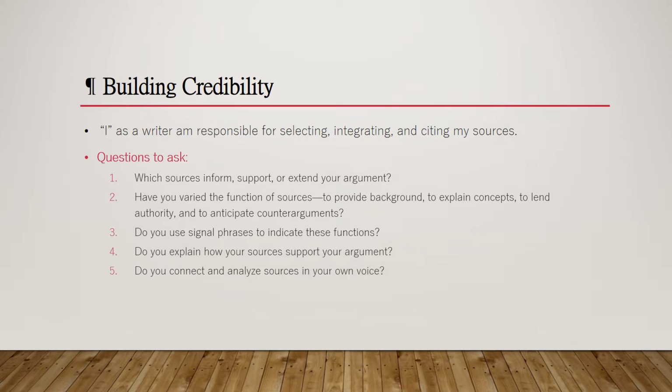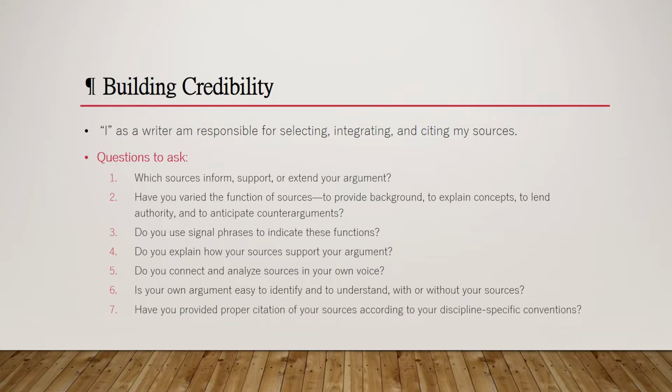Fifth, do you connect and analyze sources in your own voice? Sixth, is your own argument easy to identify and to understand with or without your sources? And finally, have you provided proper citation of your sources according to your discipline-specific conventions?